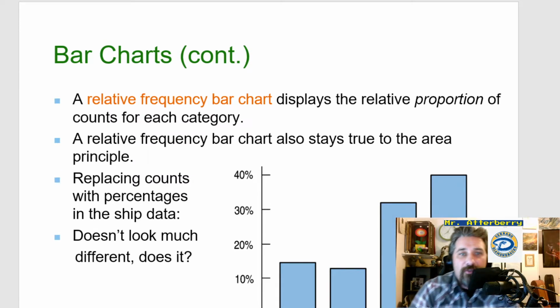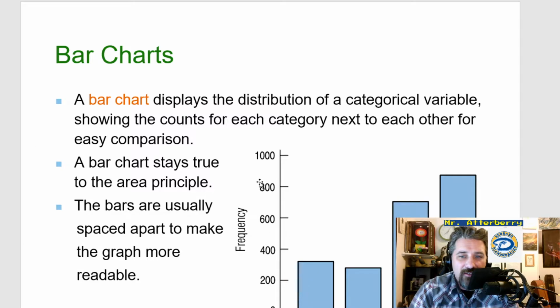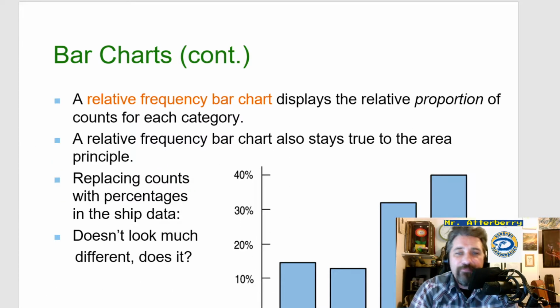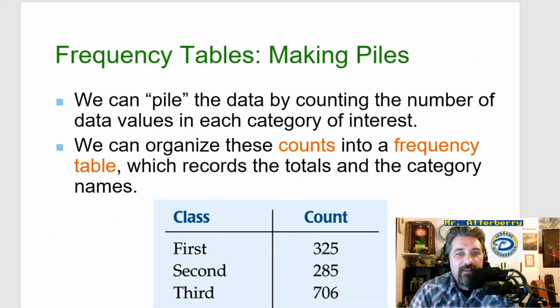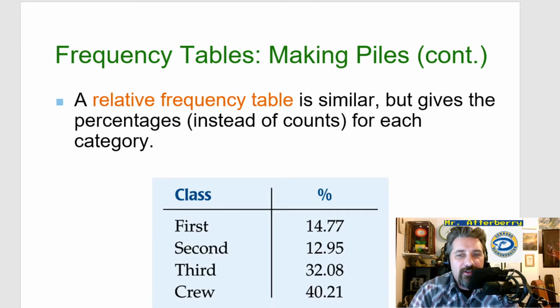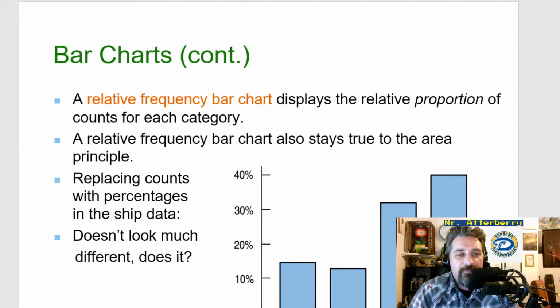This is very similar. A relative frequency bar chart is the same thing. You should notice the chart looks exactly the same, but the left-hand side changes. So we replace the counts with percentages in the ship data. It doesn't look much different, does it? It shouldn't. It should look exactly the same. The difference is whoever created this took the raw numbers and made the percentages, like here, 14%, 12, almost 13%, 32, 40%. And that's what we got there.